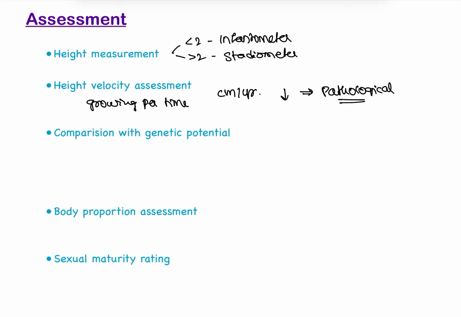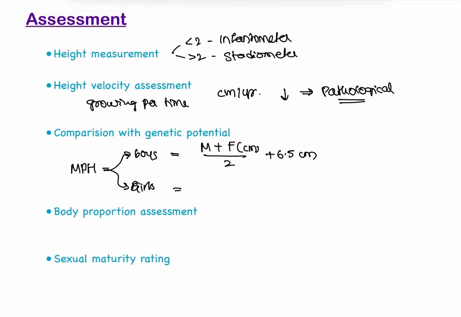Comparison with genetic potential. Here we will use mid-parental height. That is, in boys, this formula is mother's height plus father's height in centimeters divided by 2, plus 6.5 centimeters. In girls, it is mother's height plus father's height in centimeters divided by 2, minus 6.5 centimeters. So the mid-parental height gives the target height for the child.